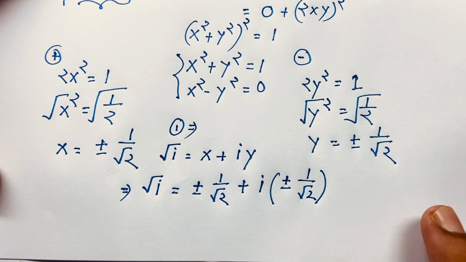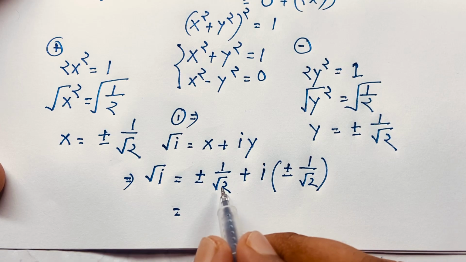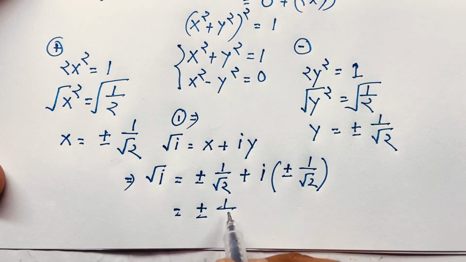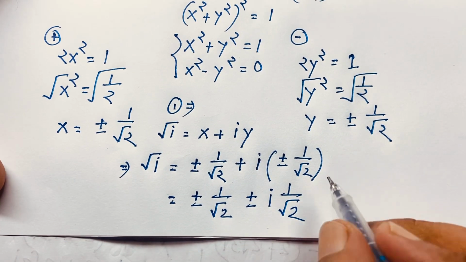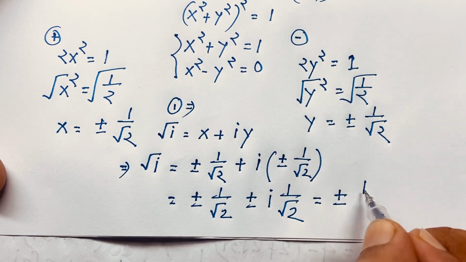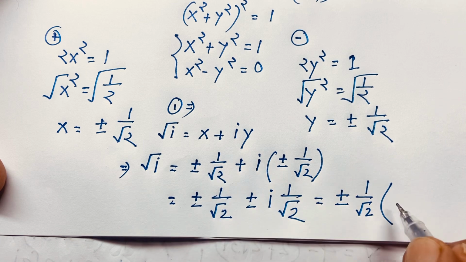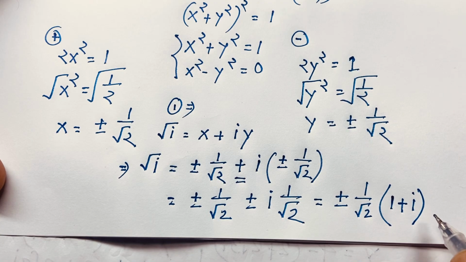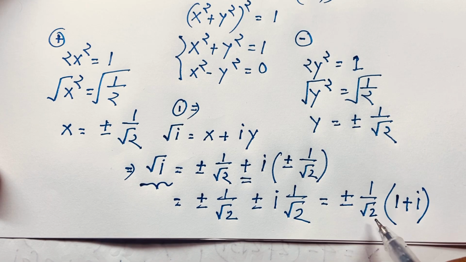Now you can see that plus or minus 1 over square root 2 is common. So I take plus or minus 1 over square root 2 as the common factor, and it will be 1 plus i. So we find our final solution: the square root of i is plus or minus 1 over square root 2 times 1 plus i.